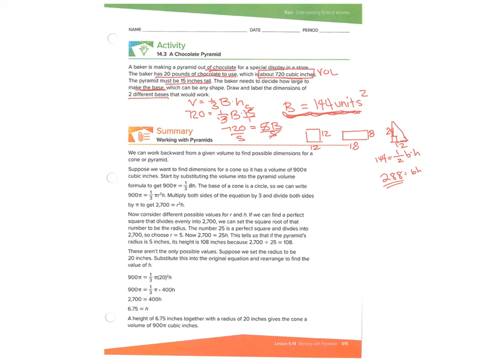So your answers can vary widely for this problem. Any shape is good for your base as long as it has an area of 144 units squared. This pyramid will have a height of 15 and its volume will be 720 cubic inches.